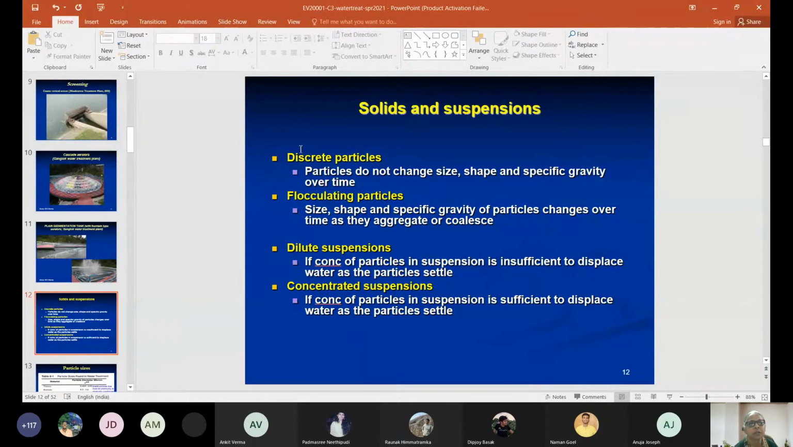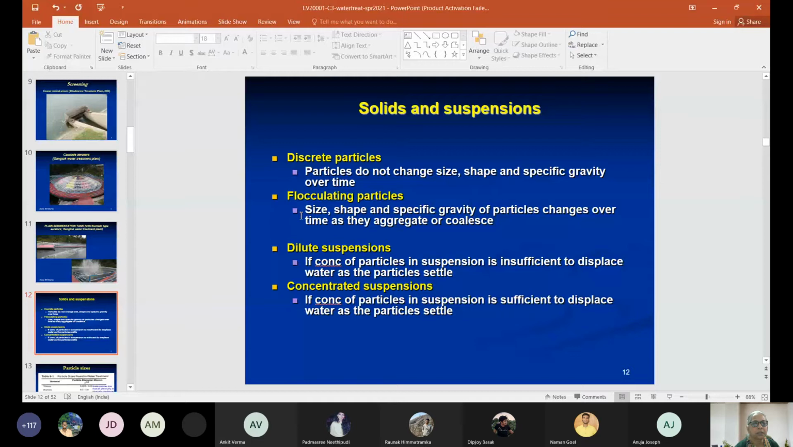about these definitions. What is a discrete particle? Particles that do not change size, shape, and specific gravity over time. So the best example of a discrete particle is a sand grain. You look at sand, whether it's a riverbed, the beach, seafront, wherever you get the sand from. These are discrete particles. One, they're heavier than water. Two, they do not change size and shape over the time scale that we are looking at. And the specific gravity is also constant. So they're not going to change.